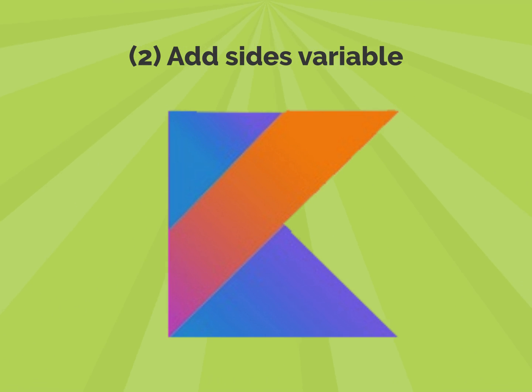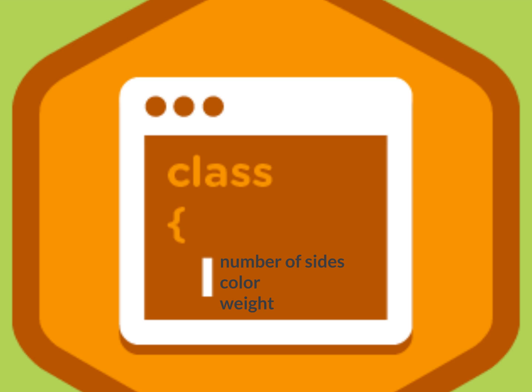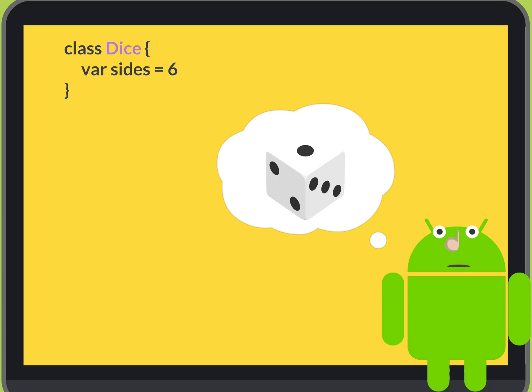2. Add a sides variable. In the class definition, you can use variables to specify one or more properties for the class. Real dice can have a number of sides, a color, or a weight. In the dice class, add a var called sides for the number of sides your dice will have. Set sides to 6.